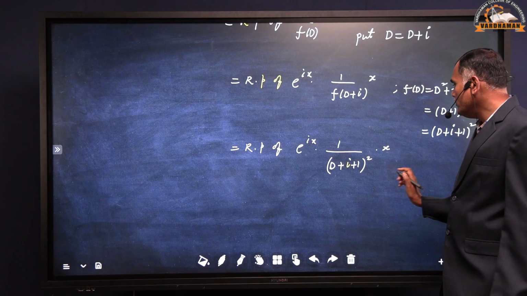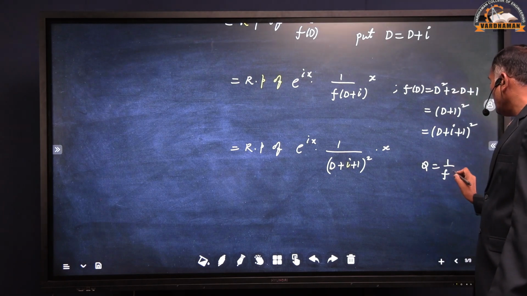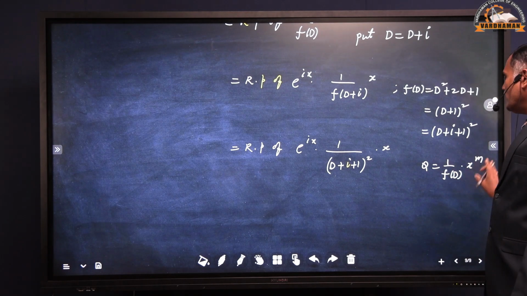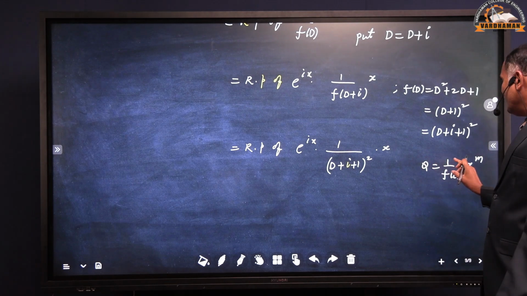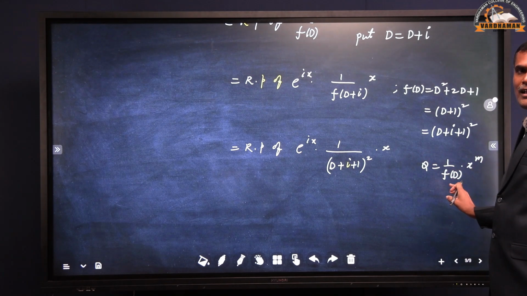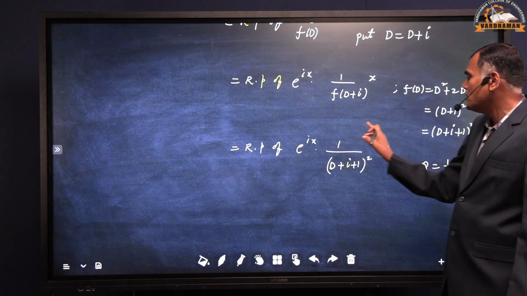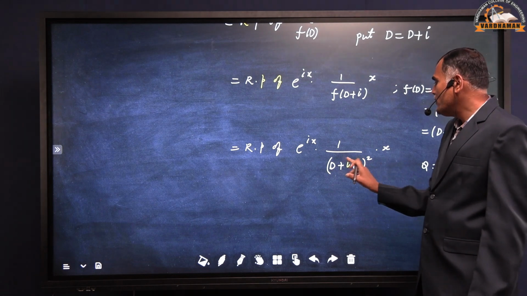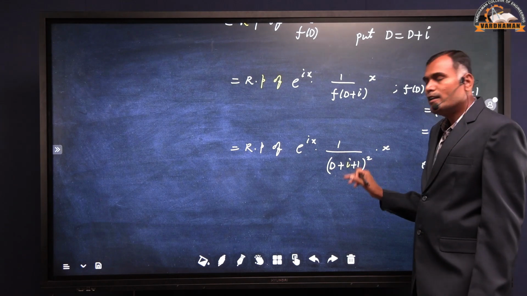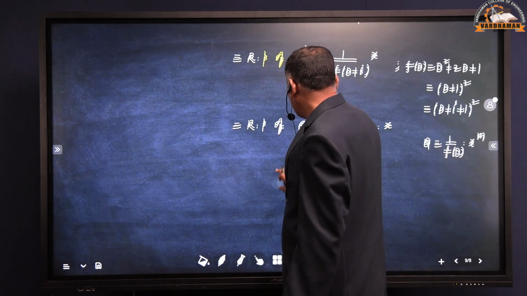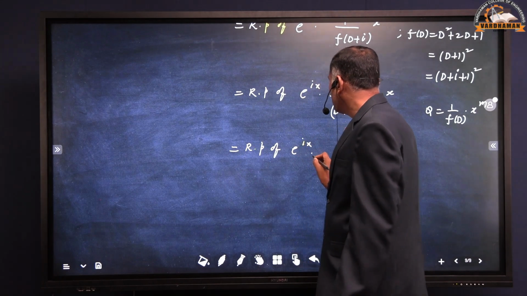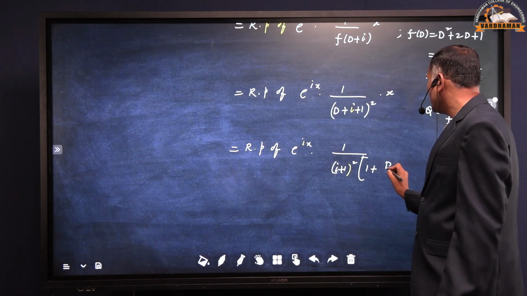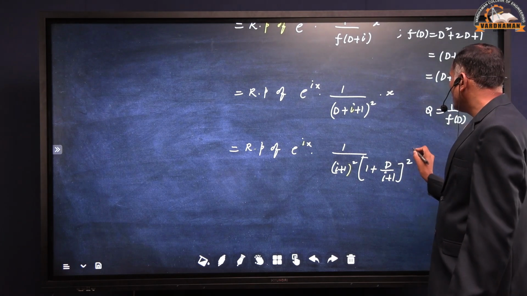Now again it is of the form Q equals 1/f(D) into x^m. In my earlier video we discussed how to find the particular integral when Q is of the form x^m in 1/f(D). So we use that method to find the particular integral of this one. In that method we used to take the least degree term outside and write it in the form 1 plus some function of D. So let us discuss using that method. Real part of e^(ix) into 1/(i+1)², this is constant, I am writing outside, 1 plus D/(i+1) whole square into x.